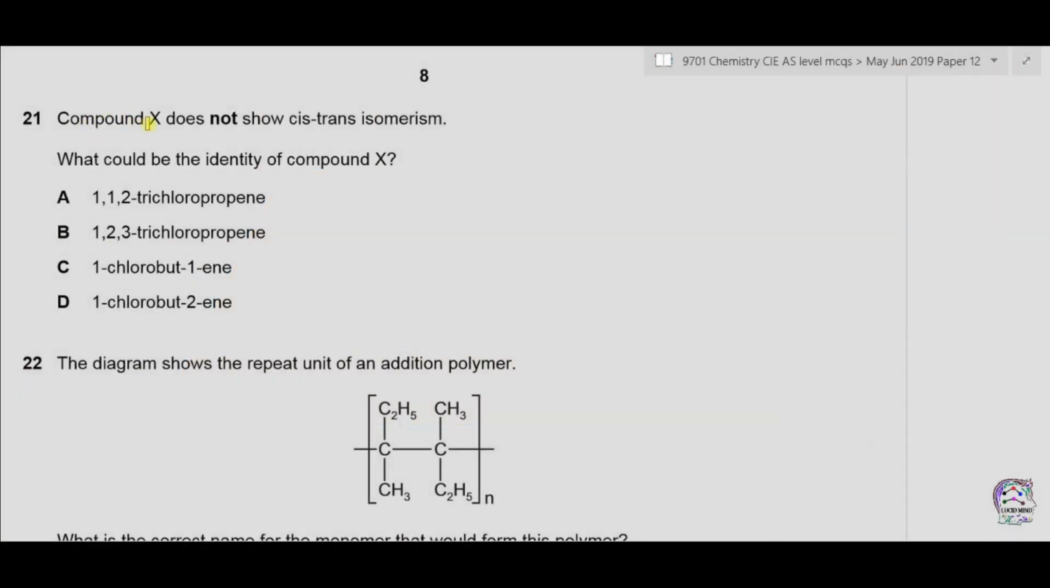Question number 21. Compound X does not show Cis-Trans isomerism. What could be the identity of compound X? In order for a compound to show Cis-Trans isomerism, there must be 2 conditions that should be followed. One is that the compound must have a double bond. And second is that there must be different elements attached with the carbon atom that is doubly bonded.